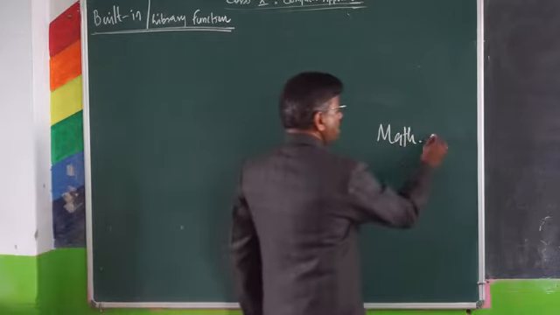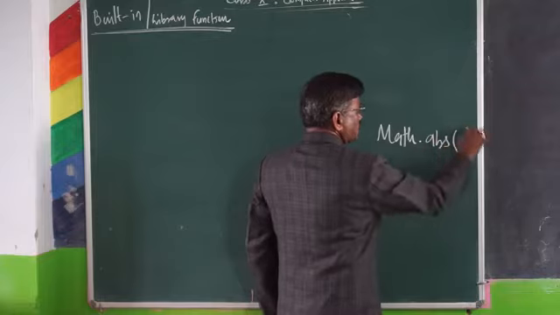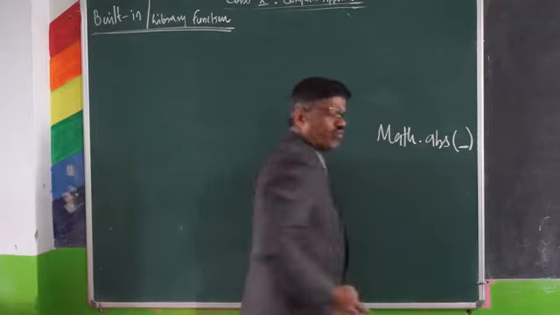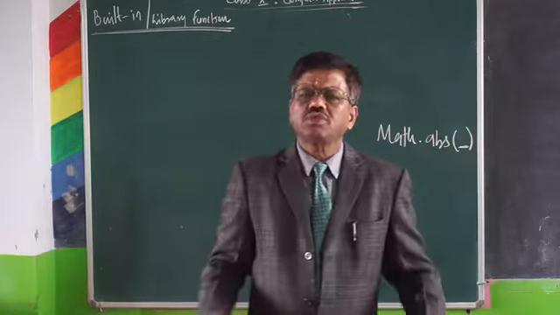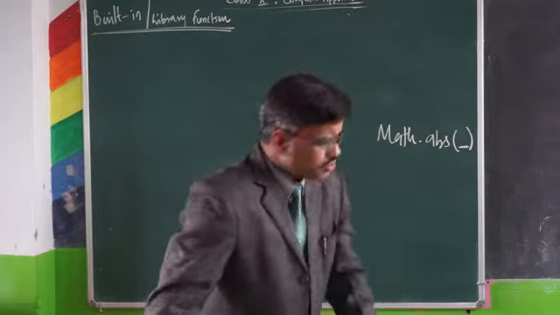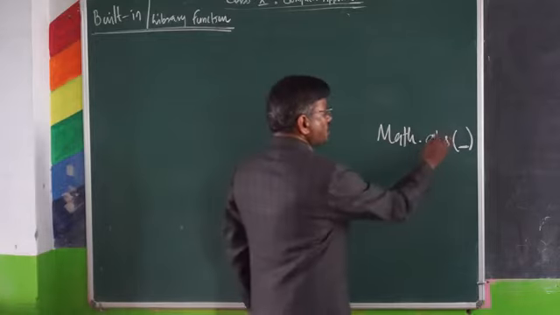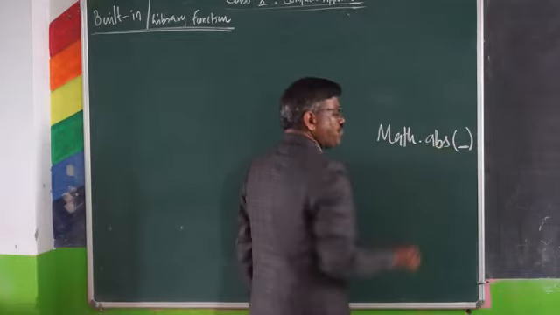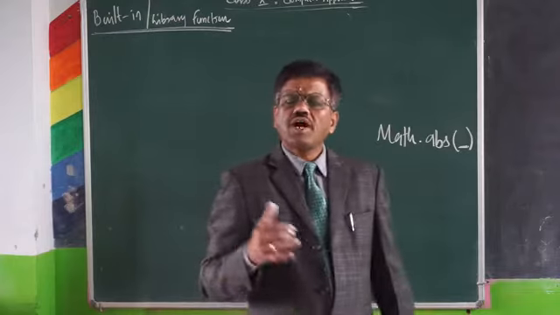Now, when I write abs, this is the argument. What we write within the parenthesis is known as argument or parameter. So this is the name of the function, called abs. abs is the shortest form of the absolute function.